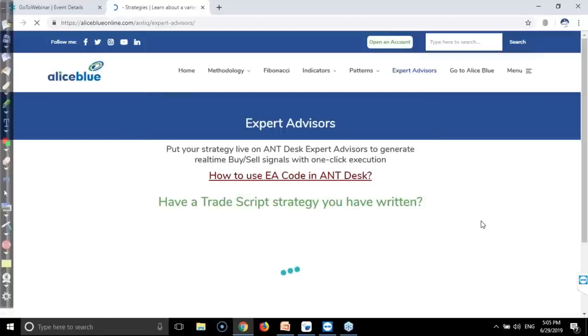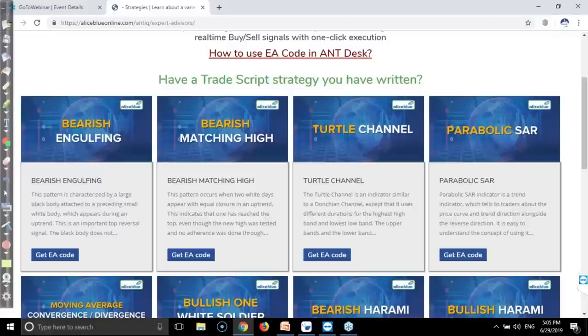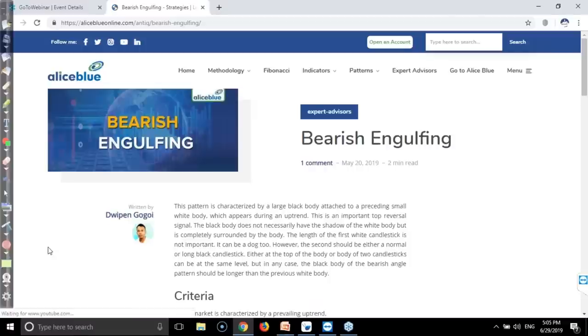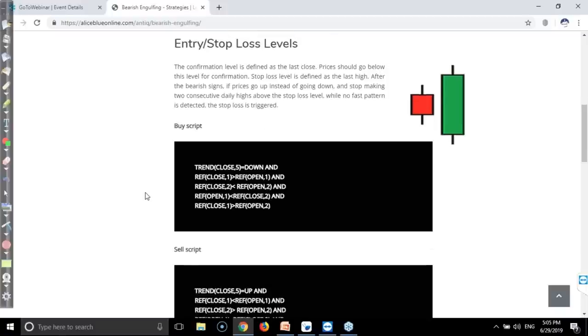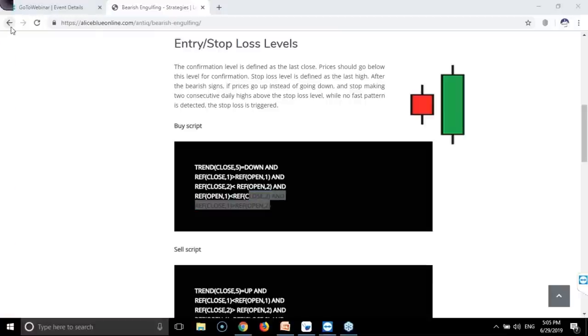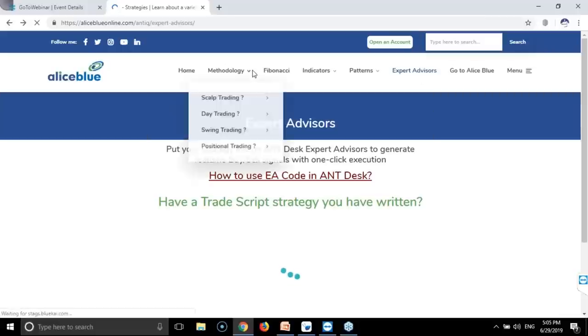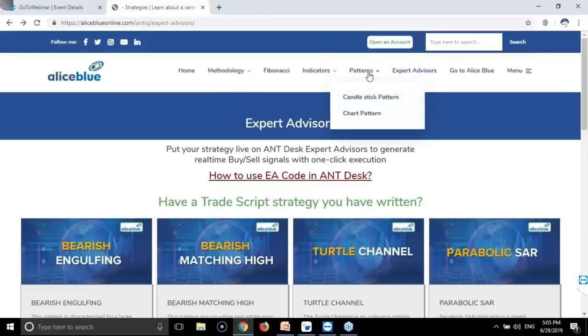I'll create a video regarding this one, how to use the expert advisory. Automatically they will detect all the signals, all written by me, and I'm giving some code here, so you just copy and paste it in the Aliceblue trading platform only, it's applicable, right? So you just go through this, written by my name, Digan Gogoi, and you just copy this link and paste it in ANT IQ. So automatically when they form this type of pattern, it will inform you, right?